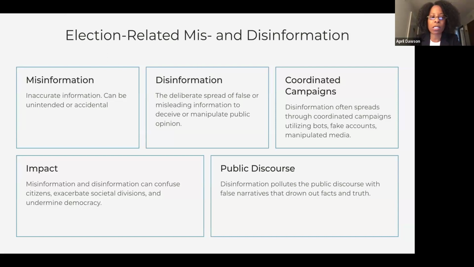Oftentimes misinformation is unintended or accidental. So if someone believes that the polls close at 5 o'clock, but actually they close at 4 o'clock, and they're sharing that information not realizing that it's inaccurate, right? That's misinformation. That happens all the time. But then we also have disinformation. Disinformation is when there is a deliberate effort and intent to spread false or misleading information to deceive or manipulate public opinion in some way, shape, or form that will have some impact on, in this context, an election.